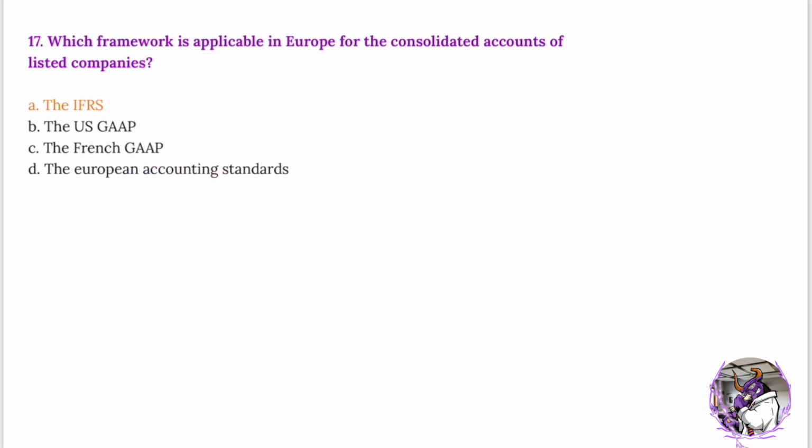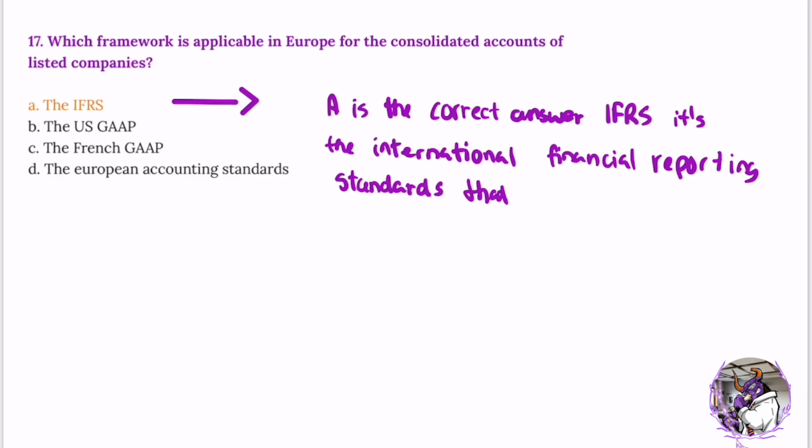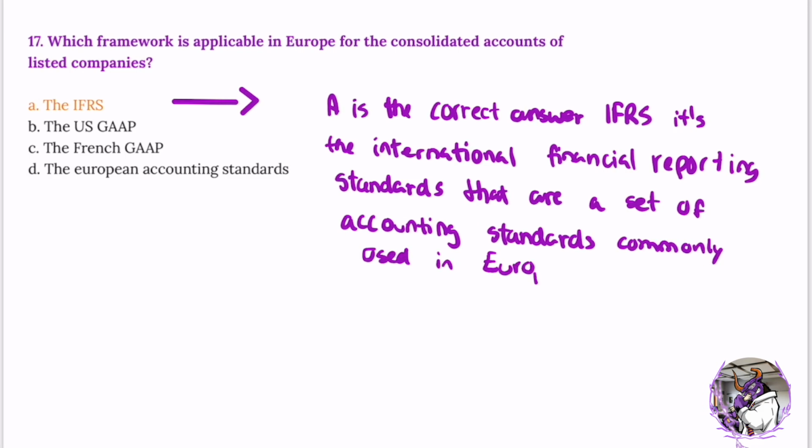Question 17. Which framework is applicable in Europe for the consolidated accounts of listed companies? The correct answer is the first one, letter A, the IFRS. The IFRS, the International Financial Reporting Standards, are a set of accounting standards commonly used in Europe. So that's the correct answer.